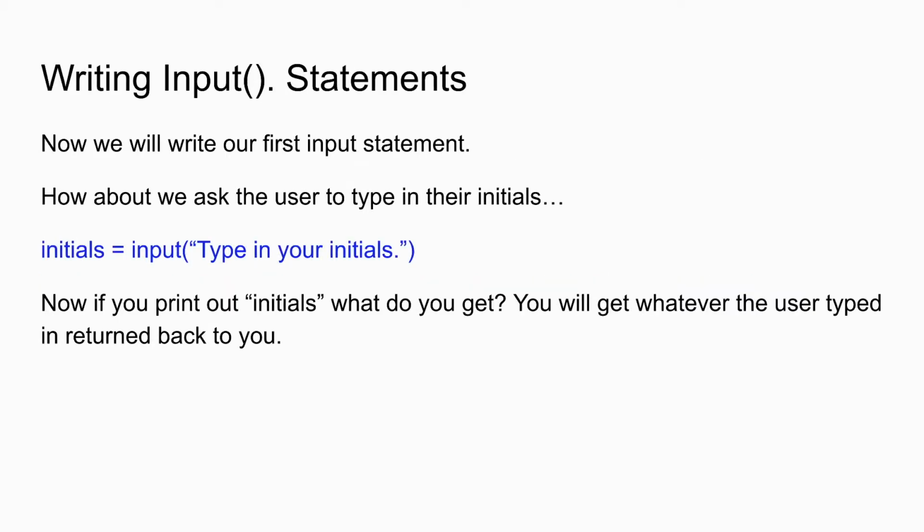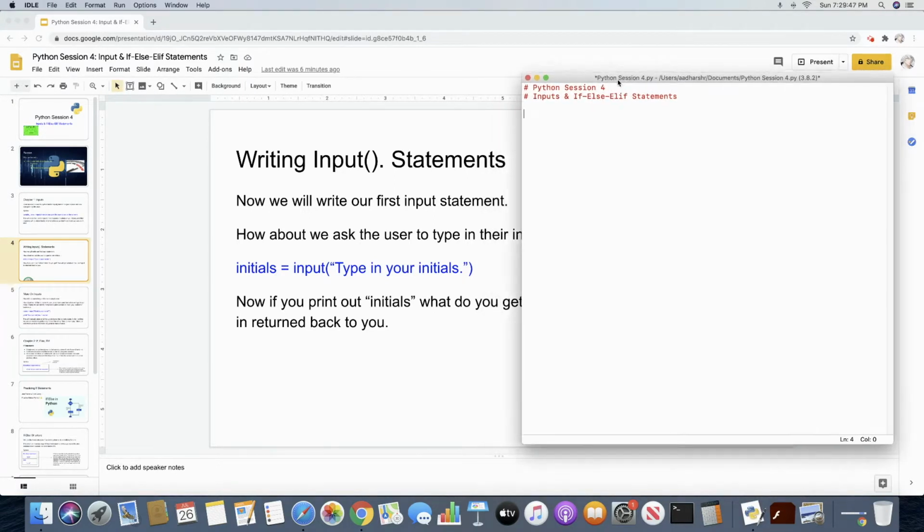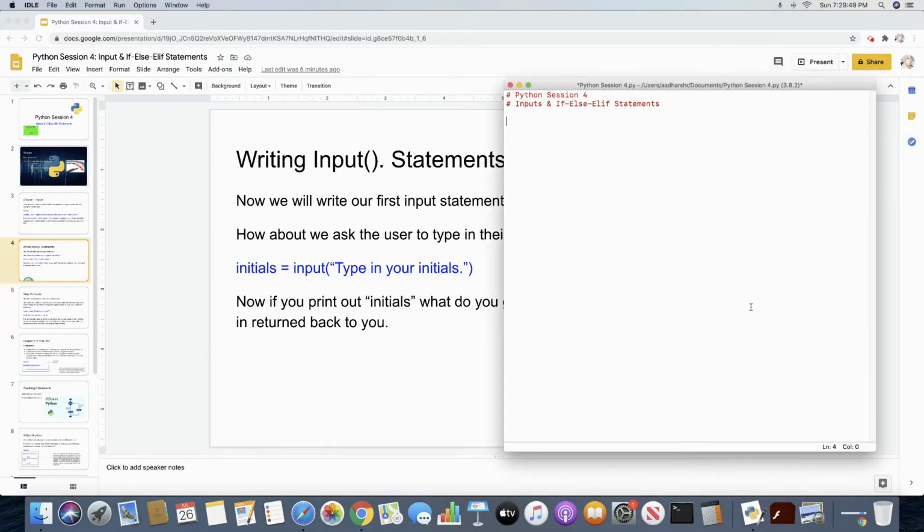Writing input statements. Now we will write our first input statement. How about we ask the user to type in their initials, and then we'll print their initials back to them. So let's open up an IDLE file, and we'll just write the input statement. First, we have to create a variable name. Let's just call it initials. And then we store input. And then what do we want to be displayed on the screen? You can just say type in your initials. And then we can have a colon here.